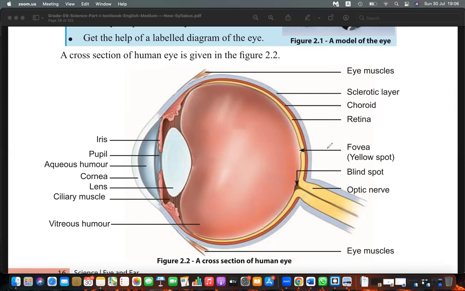Then here you have the sclerotic layer. Then here choroid, and retina. Retina is where you can see the light sensitive cells. Then here the yellow spot and the blind spot. Blind spot is where all the nerve endings are joining. When something is pointed or converged to this point, you will not see.